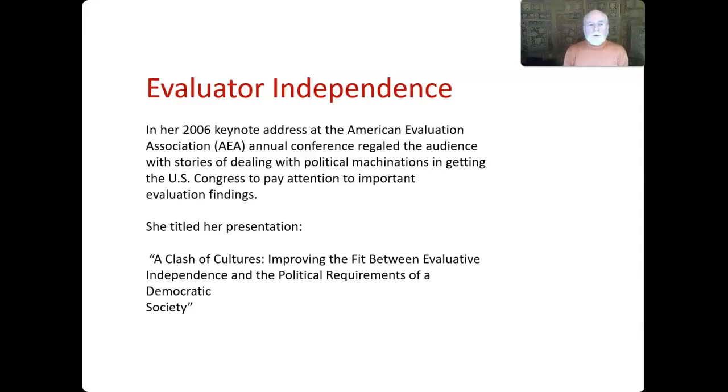In her 2006 keynote at the American Evaluation Association annual conference, she regaled the audience with stories of dealing with the political machinations in getting the U.S. Congress to pay attention to important evaluation findings. She titled her presentation, A Clash of Cultures, Improving the Fit Between Evaluative Independence and Political Requirements of a Democratic Society. As such, independence was not just a commitment to use or a pathway to use, nor was it about methods. It was a fundamental value.